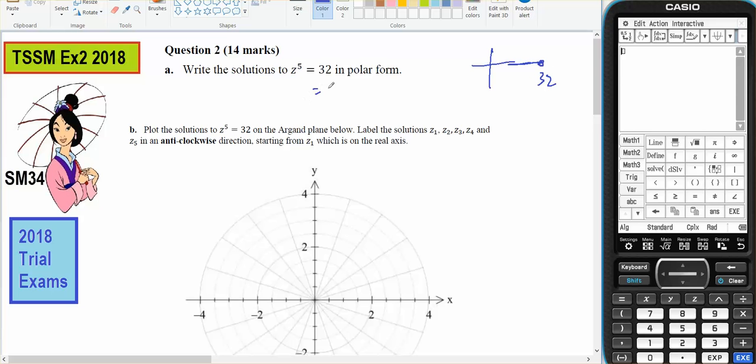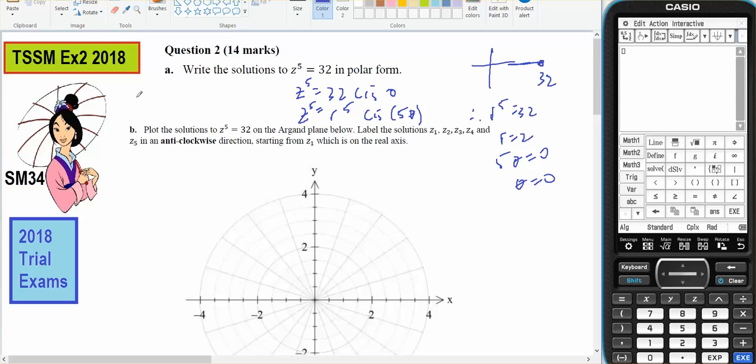So that equals 32 cis of 0. And if z to the 5 equals r to the 5 cis of 5 theta, therefore r to the 5 equals 32 and r equals 2, and 5 theta equals 0, which means theta equals 0. So write all the solutions in polar form. The first one is 2 cis of 0, and that will be placed there, z1.